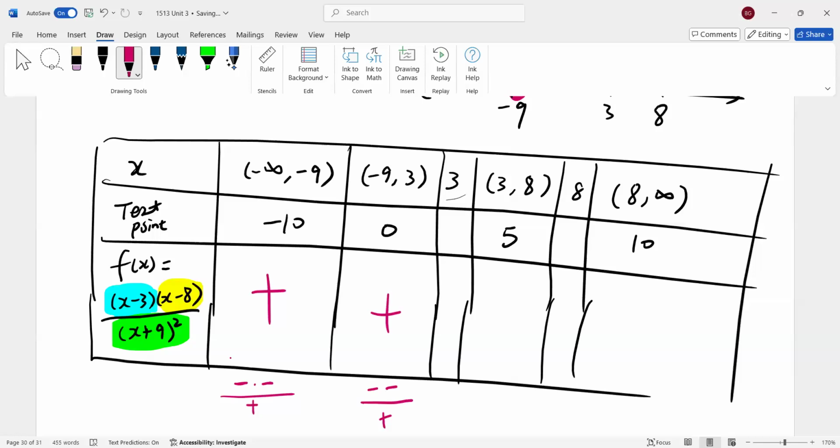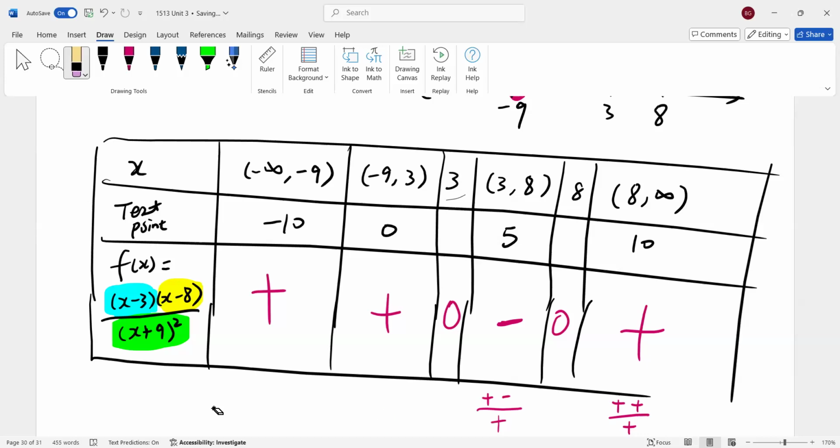And next 3, at 3 the function equals 0. That's a 0. At 5 it makes the blue positive, yellow negative, green still positive because it's a square. So the numerator is negative, the denominator is positive, so negative here. At 8 we have 0. And at 10 it will make the blue positive, the yellow positive, the green positive, so everything is positive.